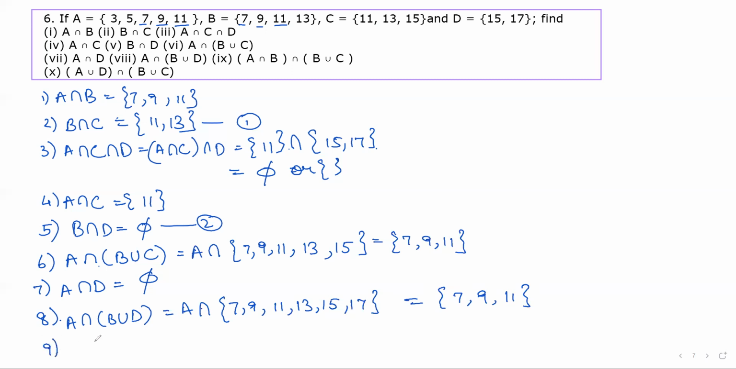Ninth, A intersection B intersection B union C. So A intersection B from the first, we have 7, 9, 11. Intersection B union C. B union C is 7, 9, 11, 13, 15. To find common in this, we have 7, 9, 11.